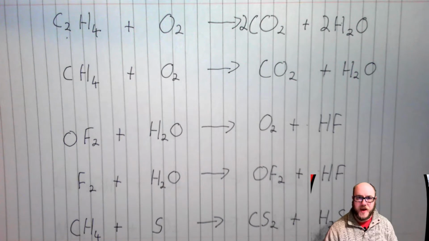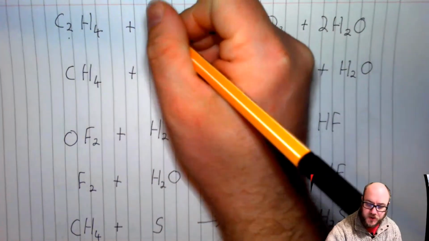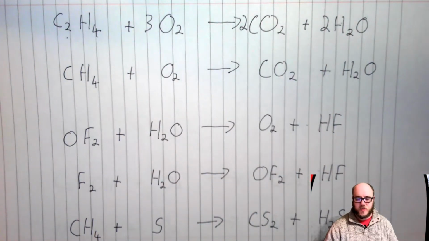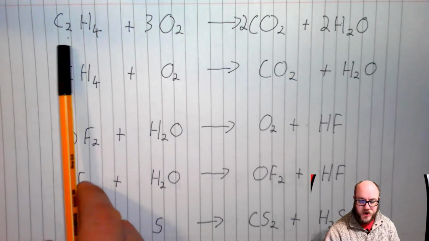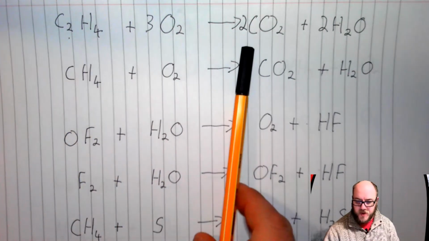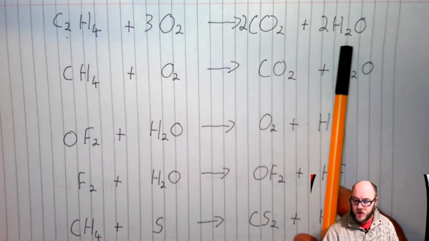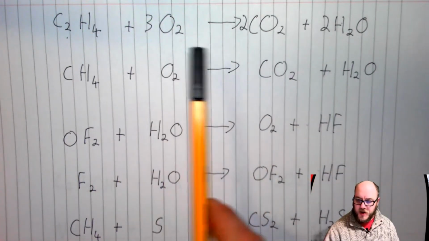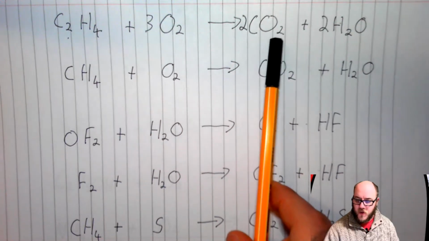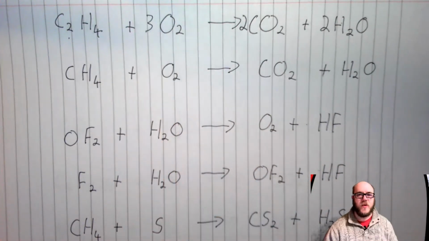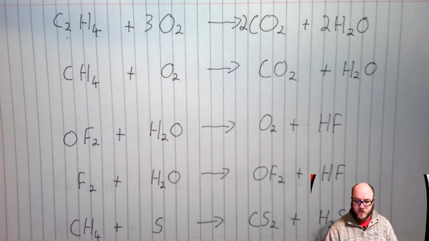So how do I get 6 oxygen atoms in my reactants? Well, I simply need 3 oxygen molecules. Okay, so let's double check all of that. I need 2 carbons. I have 2 carbons. I need 4 hydrogens. 2 times 2 is 4. And I need 1, 2, 3, 4, 5, 6 oxygens. 3 times 2 is 6. Okay.